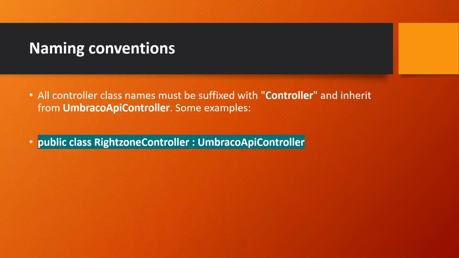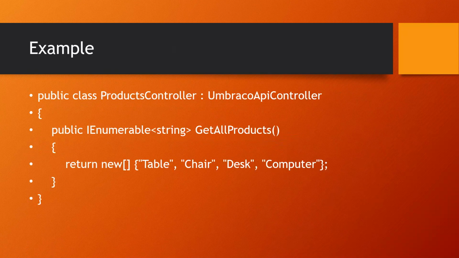For the naming convention, you should inherit Umbraco API controller instead of surface controller. Once you inherit this one, suppose this is a product controller class, you inherit Umbraco API controller and create a method with the name GetAllProducts. Here we are returning a list of string type, an enumerable type. It is a simple example, and it will return table, chair, desk, and computer.